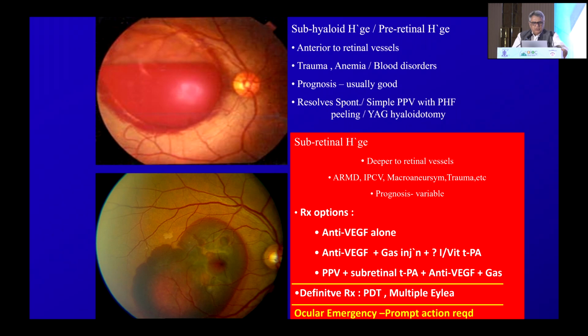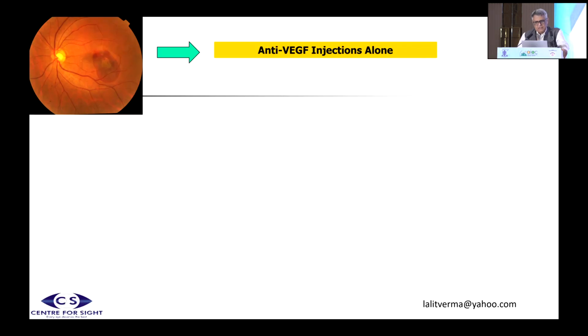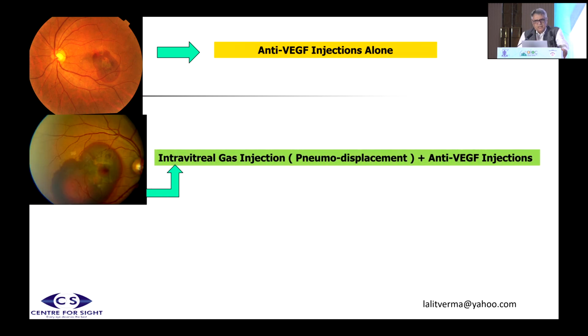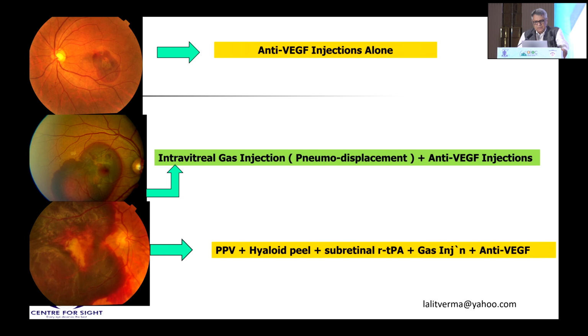So thus to conclude, firstly, we should definitely distinguish. All macular hemorrhages are not the same. Subretinal hemorrhage requires treatment, a war-footing treatment. And what I believe is small subretinal hemorrhages will respond very nicely to only anti-VEGF. A moderate degree or slightly thinner hemorrhage requires pneumodisplacement plus continued treatment with anti-VEGF. And a massive subretinal hemorrhage requires intervention with vitrectomy plus subretinal TPA plus gas injection plus continued anti-VEGF treatment.